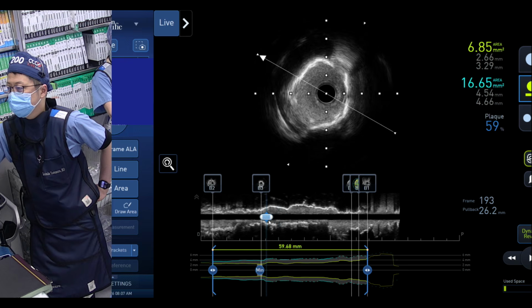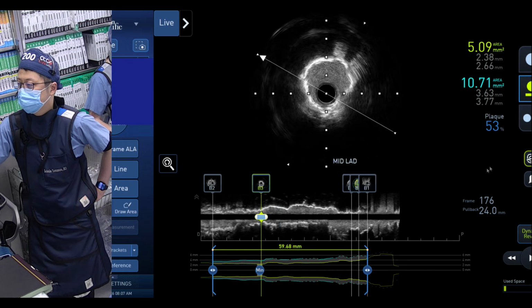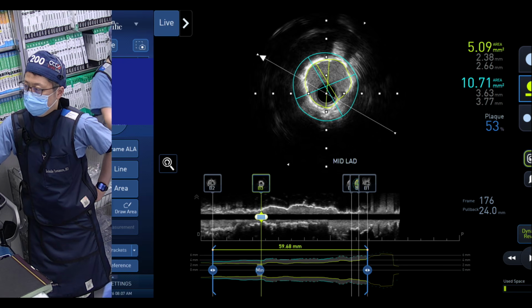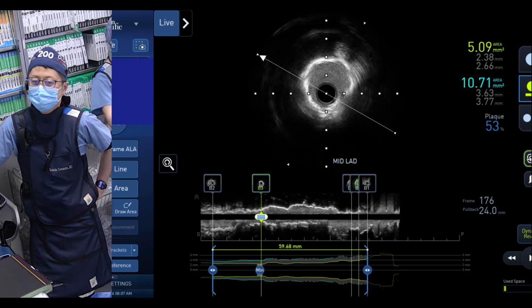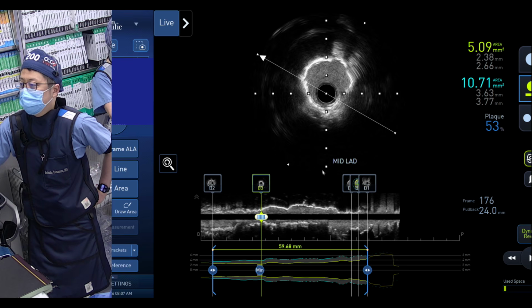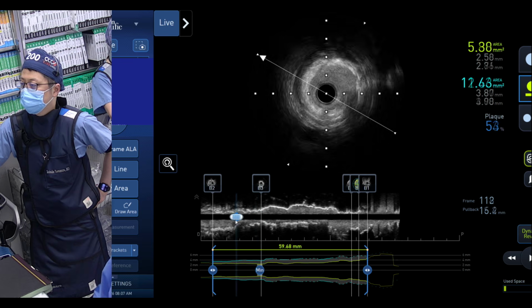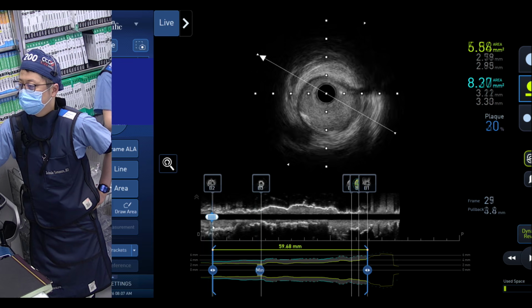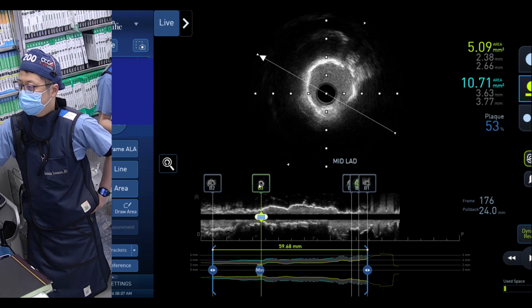So the mid LAD, like here. Right there. Remember where we had that arc, say 5.0. Not the ostial LAD, the mid LAD. Even here we did IVL at this area. Do you have the epicardial view? You can see we went 3.5, 22 atmosphere. Right there, 3.5, 22 atmosphere.